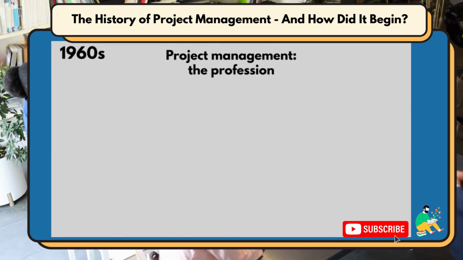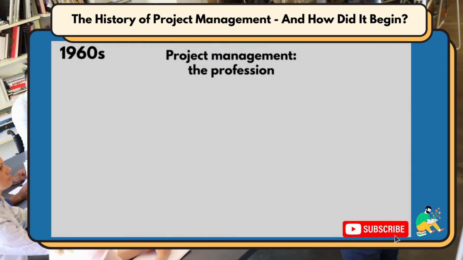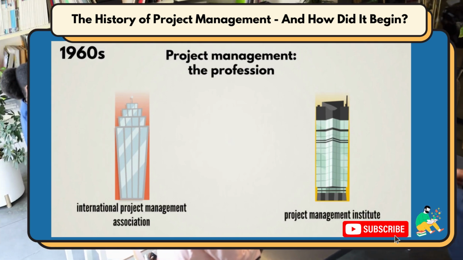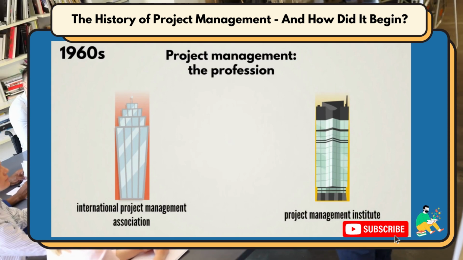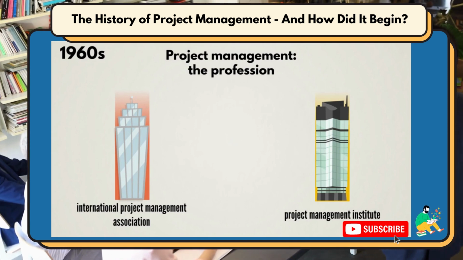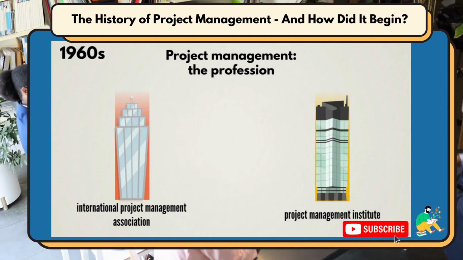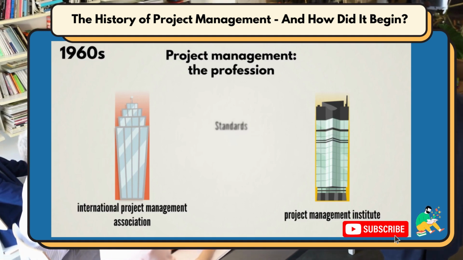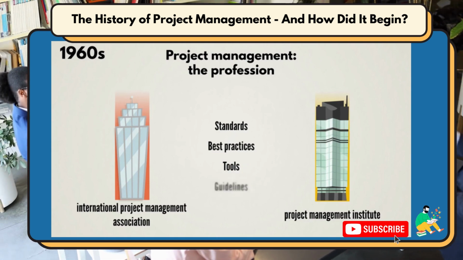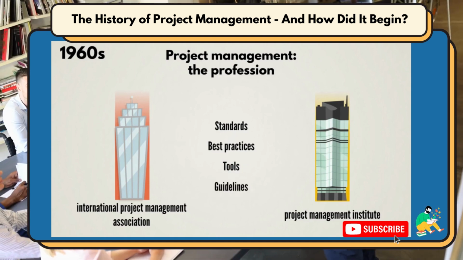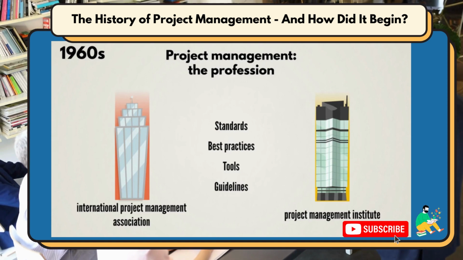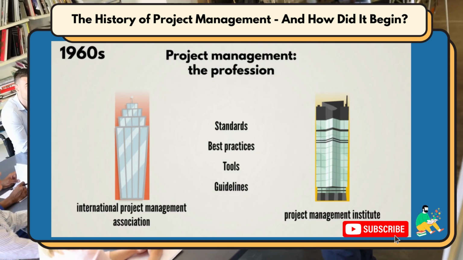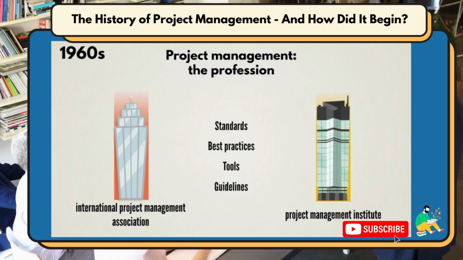In the 60s, project management was established as a profession. Two associations were founded, the International Project Management Association, IPMA, and a few years later, the Project Management Institute, PMI. Their goal was, and still is, to develop the project management discipline and to establish standards, best practices, tools, and guidelines. All of this led to the development of innovative project management standards and approaches. Don't worry, we will talk about them later in great detail.